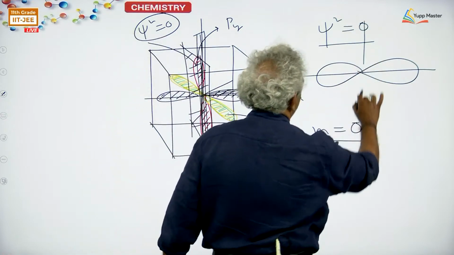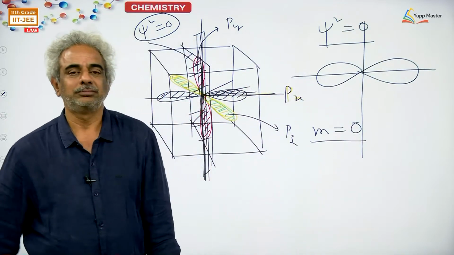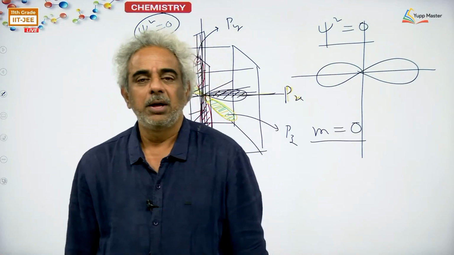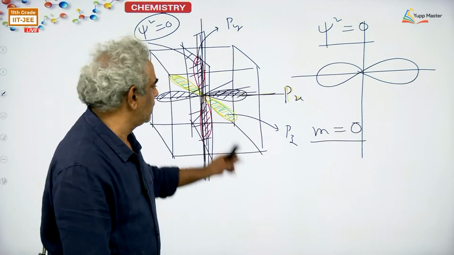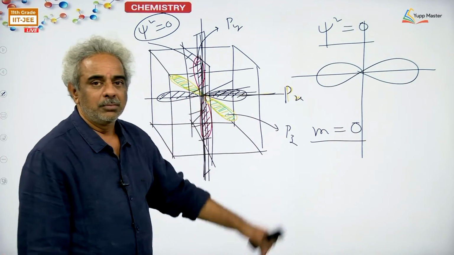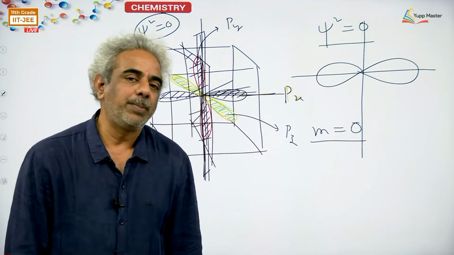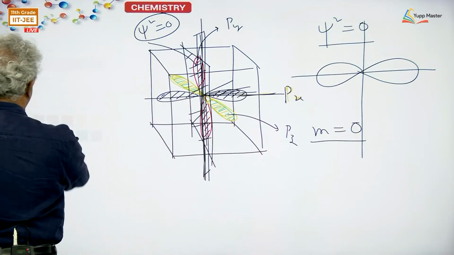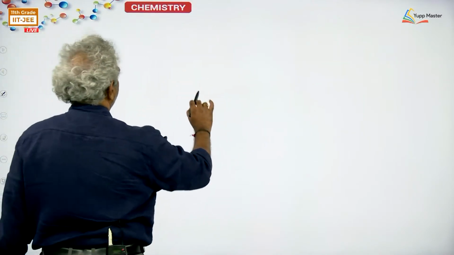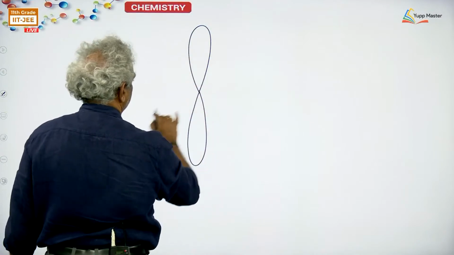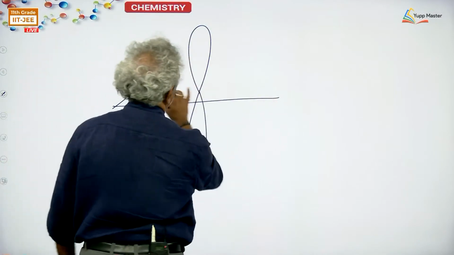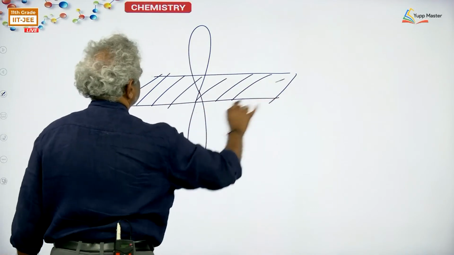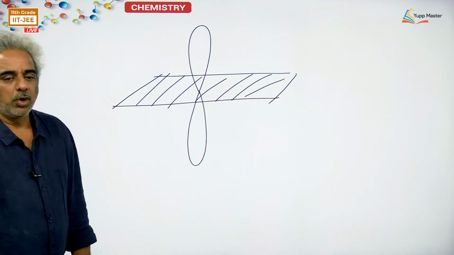How many nodal planes can you find for a p orbital, px? There is only one nodal plane. For each p orbital, there will be one nodal plane. For px, the nodal plane is the YZ plane. Now take the py orbital. What will be the nodal plane? The one which divides the orbital into two equal parts.